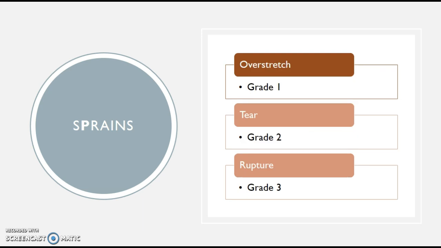So moving on to sprains. Grade 1 is an overstretch. This will be a little pain or swelling, and joint stability will still be okay. However, grade 2, which is a tear, has moderate instability and moderate to severe pain. Moving on to rupture, which is grade 3. There's a ligament which is completely ruptured. So the joint is unstable, with severe pain and swelling, and other tissues around the area are likely to be damaged.